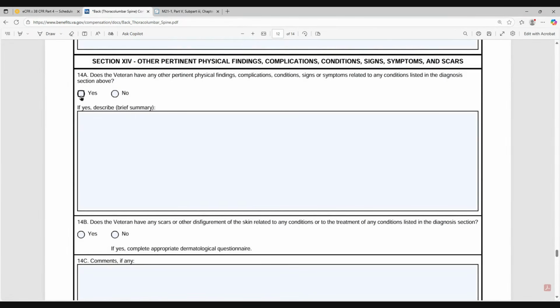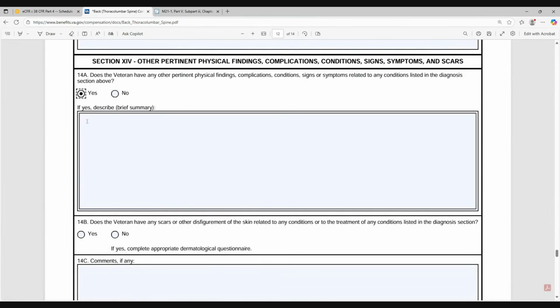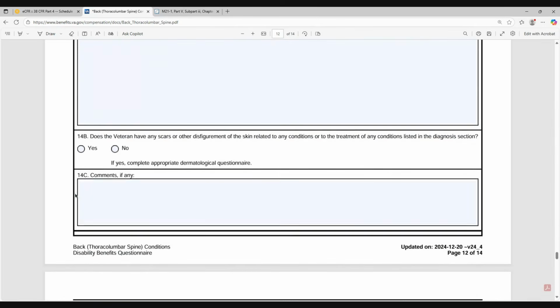Anything down here, we do review for what's in the 14A section. So any comments section, the 14C also. Any scars like this, if the examiner marks yes to this, they're supposed to do a DBQ. But if you do a private DBQ, and let's say you had back surgery, and your examiner for the private DBQ says yes, there are scars due to the back surgery, we'll grant you 0% for scars, but we will not get a DBQ for the scars unless you explicitly claim the scars.